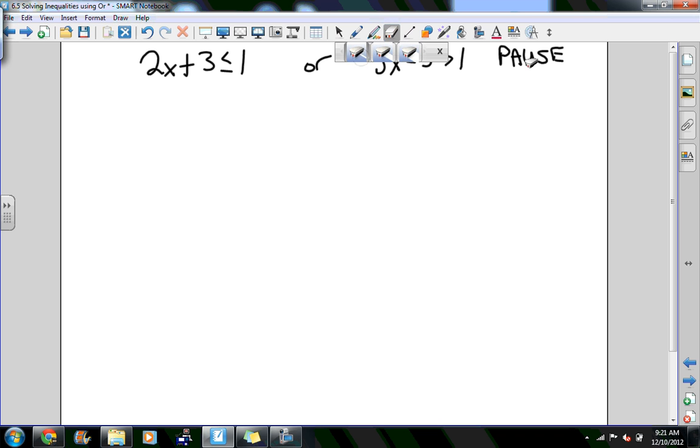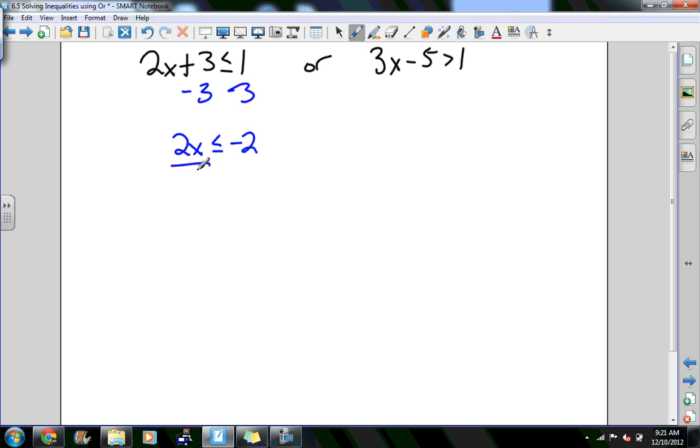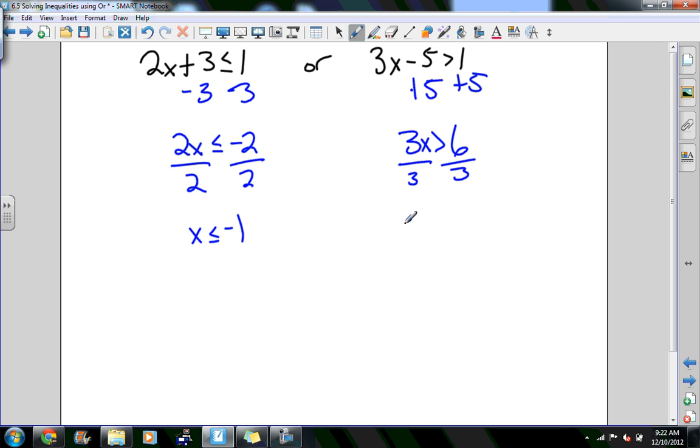All right, let's see how we did. -3, so we get 2x is less than or equal to -2, and we divide by 2. Now, even though this is negative here, this isn't, so we don't flip the sign. x is less than or equal to -1. And here we're going to add 5. So we get 3x is greater than 6, divided by 3. So x is greater than 2.